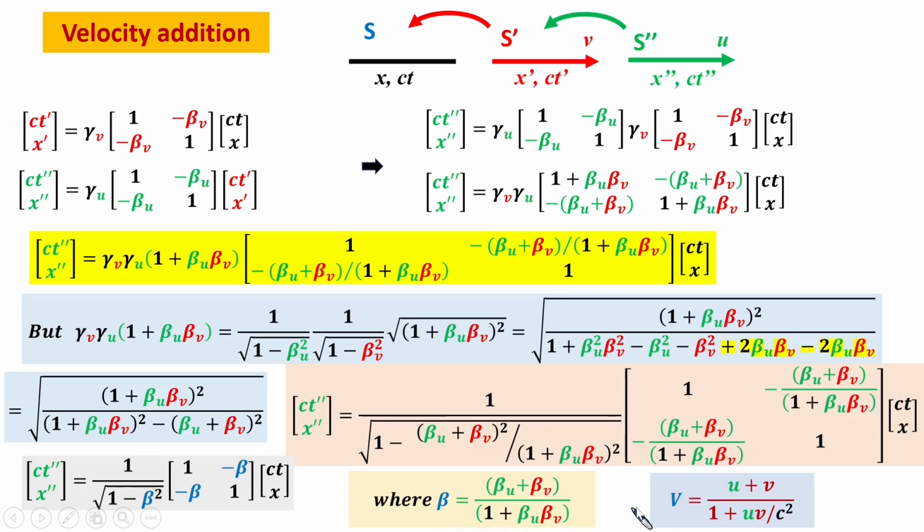The c's will get cancelled, and so now you will get velocity. The sum of the velocities is not u plus v, it will be u plus v divided by 1 plus uv by c square. So here you can see that if the velocities increase to c, that is c plus c, it's twice c, and the denominator is 2, so twice c divided by 2 will be c. So you cannot exceed the velocity of light. Anyway, we will discuss this as we go along.